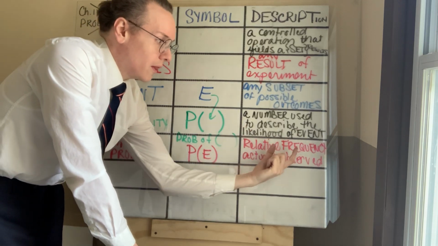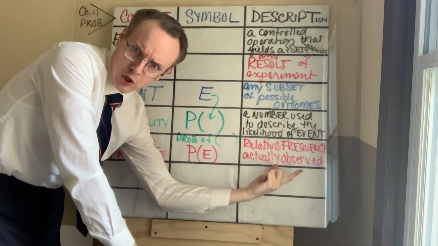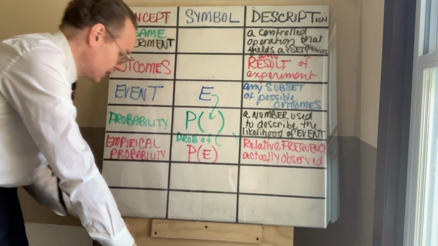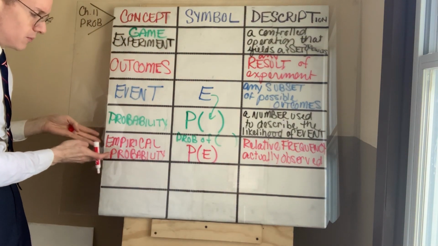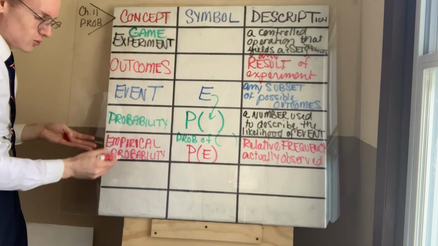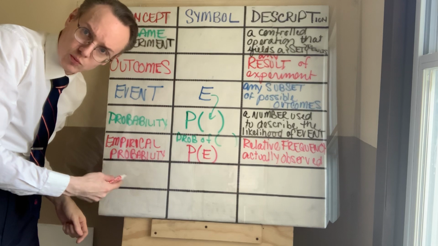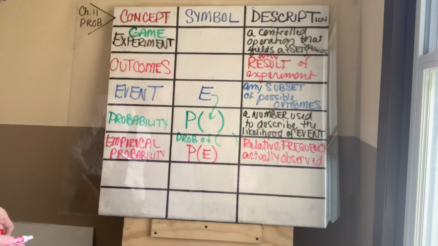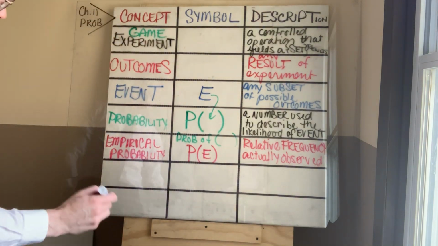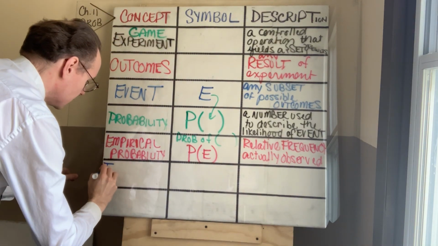Anyhow, how often something occurs in real life, what is actually observed, is more accurately referred to as empirical probability, as a result of several trials, as a result of several tests, not just once. Then there's theoretical probability.